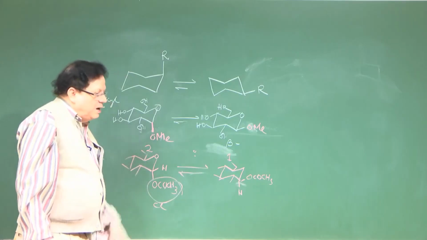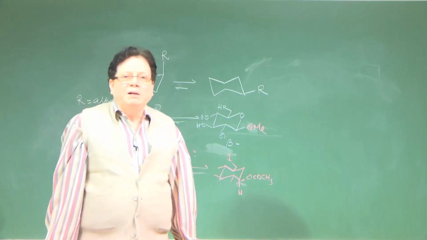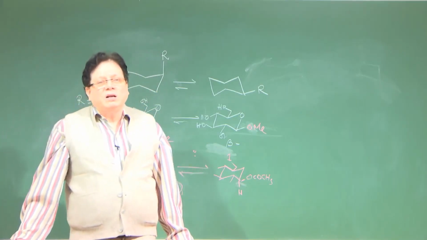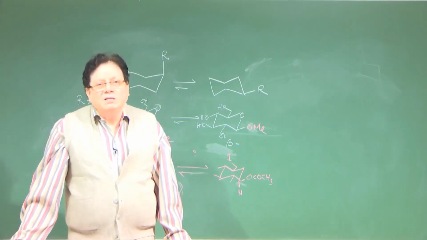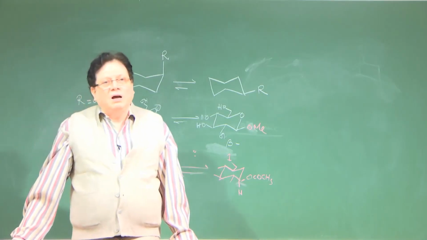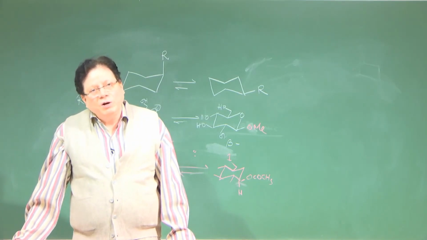So, if you have a substituent at the anomeric carbon and if it is polar, then what happens? The polar group tends to occupy an axial orientation. This is nothing but a stereoelectronic effect. The reason is stereoelectronic in origin.